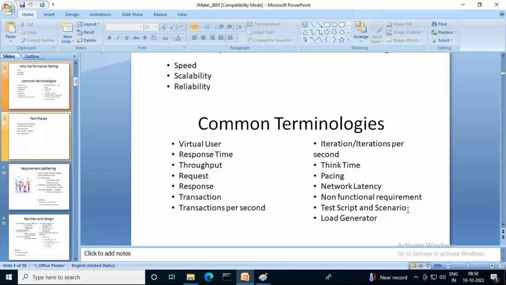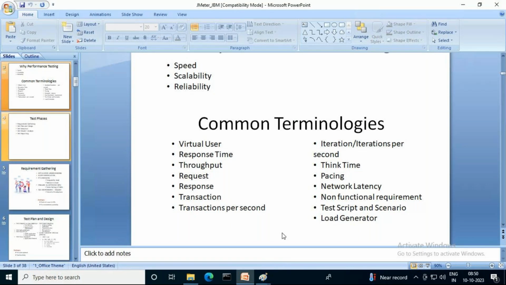Load generator, I told you we are going to do the test with virtual users like 5,000, 10,000 users, right? So how will those users be generated? Those users will be generated on the load generator machines with the help of the performance testing tool. The load generator is nothing but the machines from where we are going to generate the load, from where we are going to inject the load.